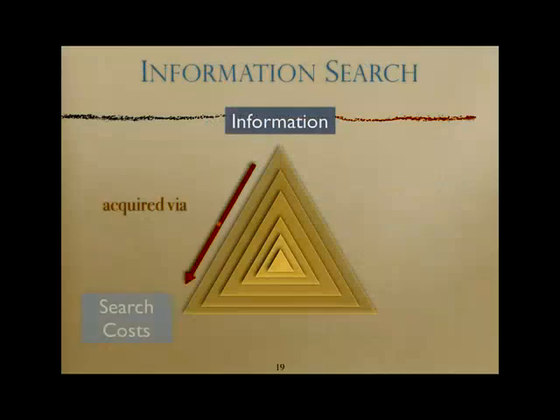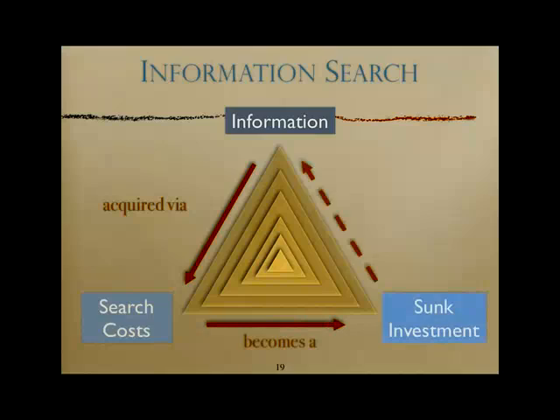So we can explain this in the form of the following diagram: the information that we have about any products or services that we buy is usually acquired through search costs. These are costs involved in going out, finding out what products to buy, what their benefits are, and learning how to use them, to cook them, to prepare them, and so on. And those search costs become a sunk investment.